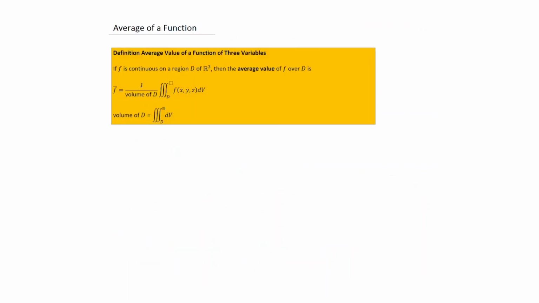All right, so the next thing we would like to look at is how you define the average of a function. Here's the definition of the average of a function of three variables. If f is continuous on a domain D of R cubed, then the average value of f over D, with a bar over it, is defined as 1 divided by the volume of the domain, times the integral of the function over the volume of interest. The volume of D is just the triple integral of dV. Okay, so next, let's illustrate this.